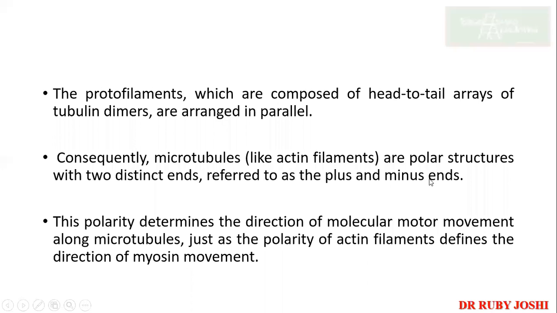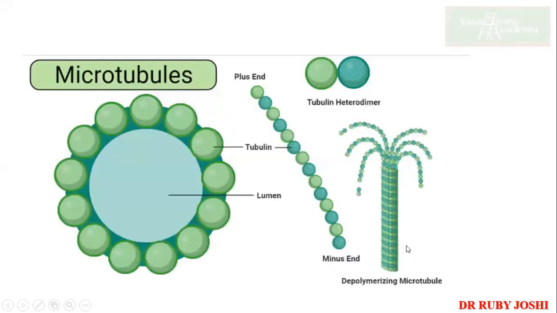Okay, so the protofilaments, which are composed of head to tail arrays of tubulin dimers, are arranged in parallel. Microtubules, like actin filaments, are polar structures, and that's why they have two distinct ends, plus and minus end. The polarity determines the direction of the molecular movement of the motor proteins, just as in the case of the actin filaments, where it was myosin. The same way here we have motor proteins for the microtubules. So again the same thing, we have the plus end and the minus end.